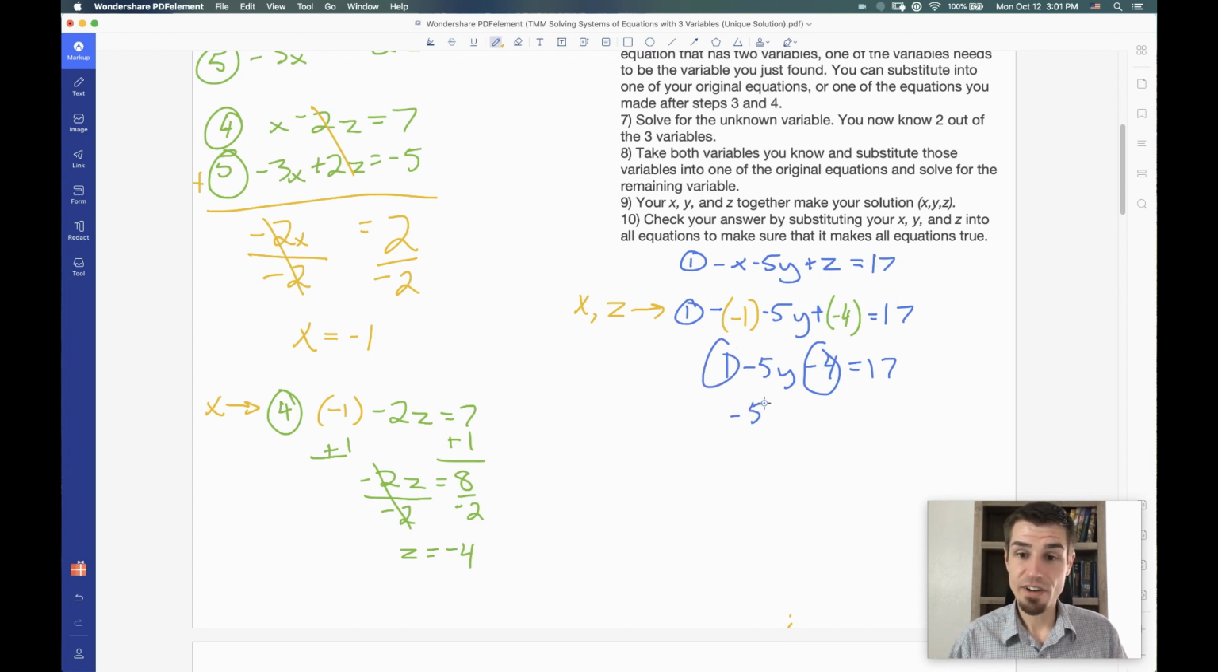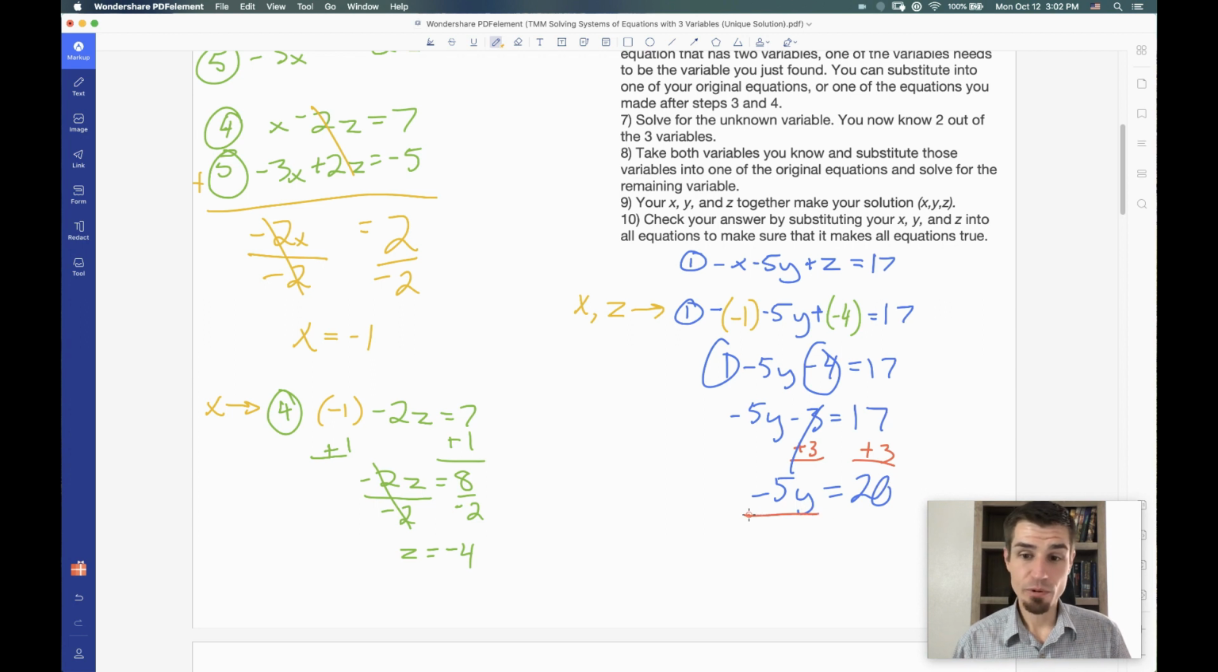So I have -5y minus 3 equals 17. And now we've got a nice standard little 2-step equation here. We want to add 3 to both sides. What we do to one side, gotta do the other. Bring down -5y. These cancel, and then we have 17 plus 3, that's 20.